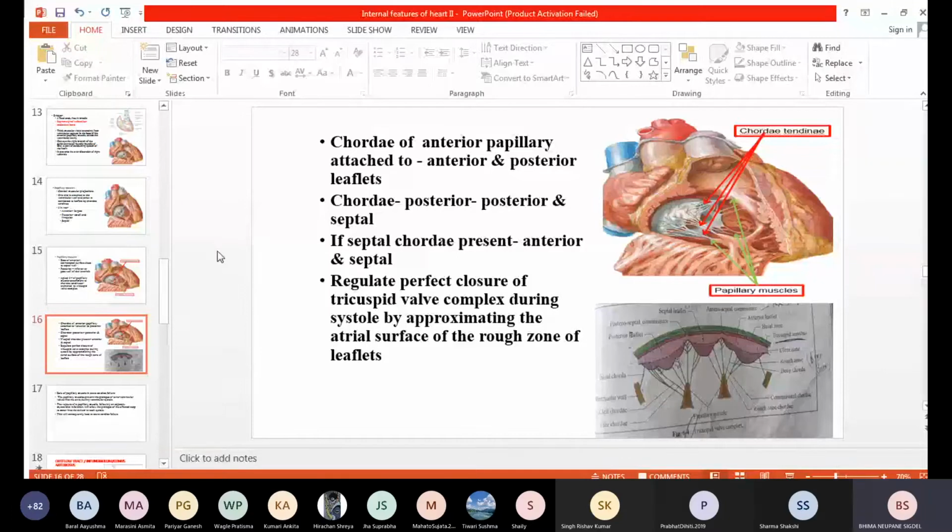Now the function: the papillary muscles and the chordae tendineae together regulate the perfect closure of the tricuspid valve complex during systole by bringing the atrial surface of the rough zone of the leaflets together, that is, approximating the rough zone of the leaflets.